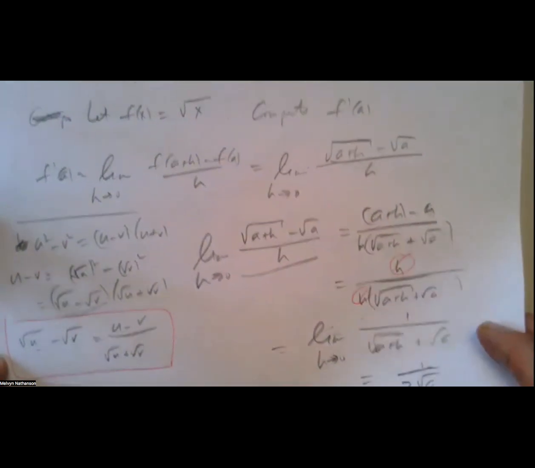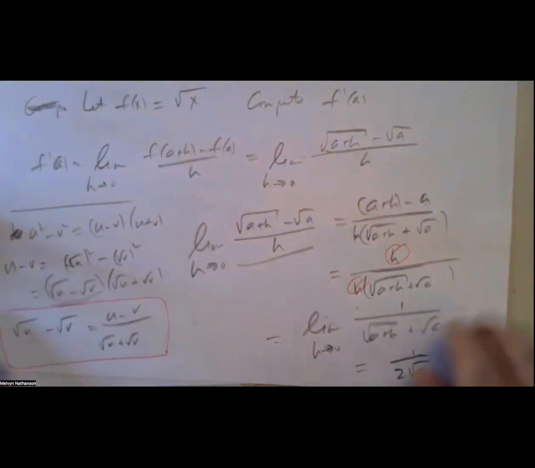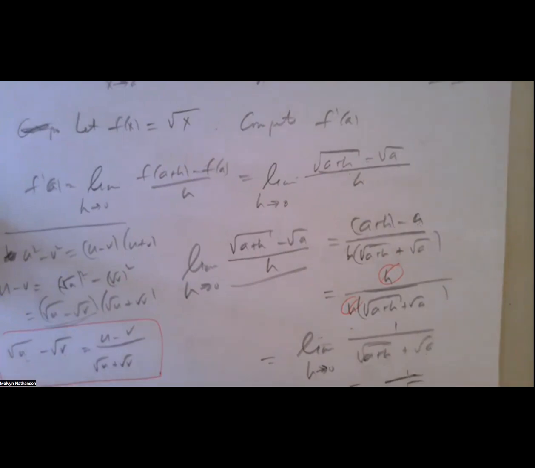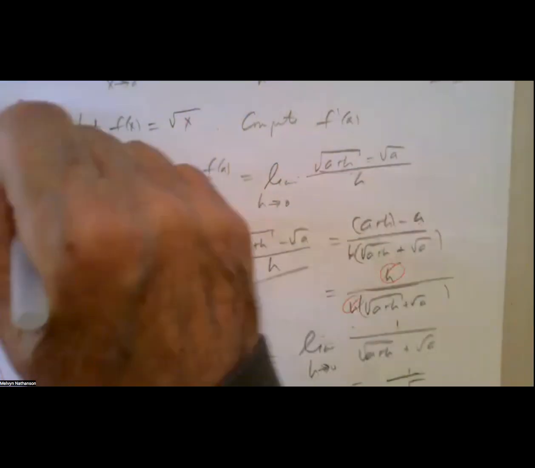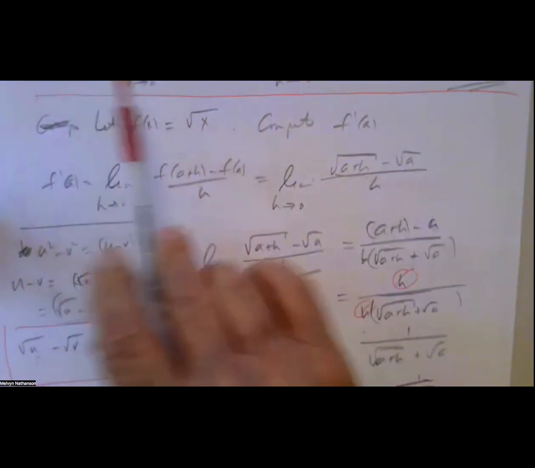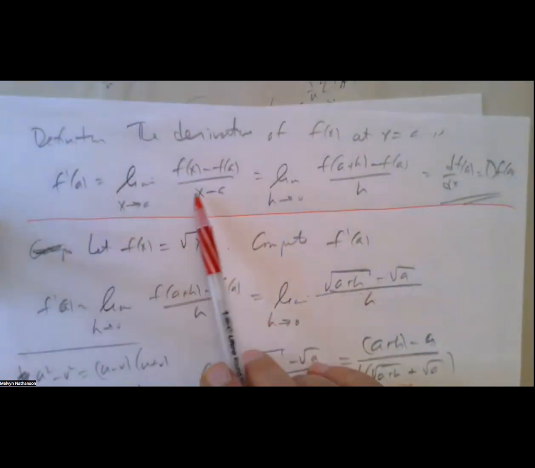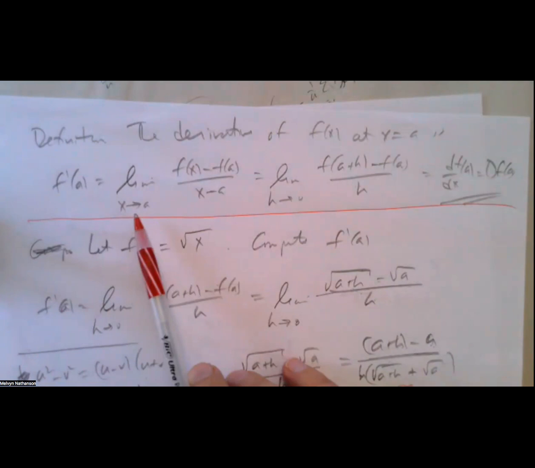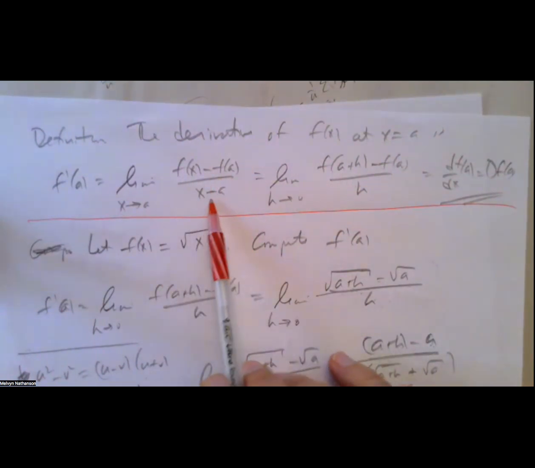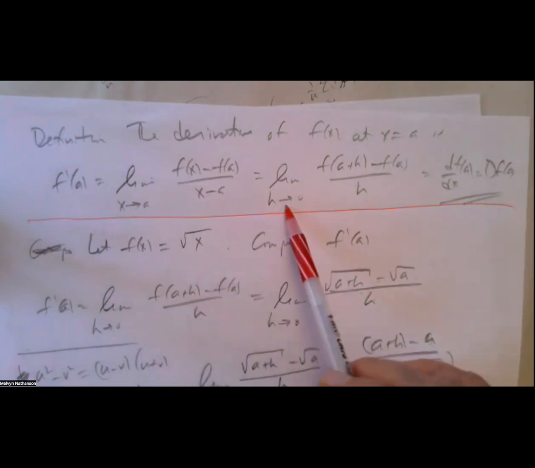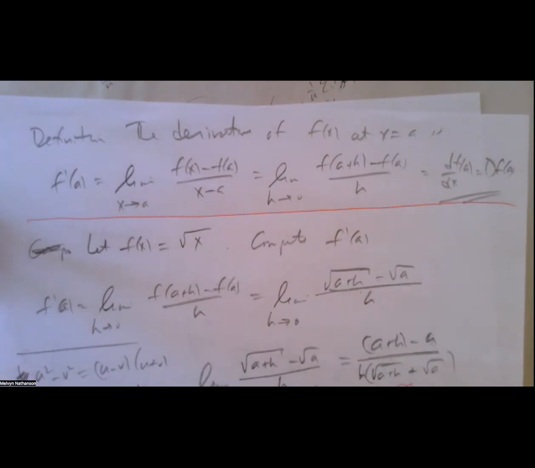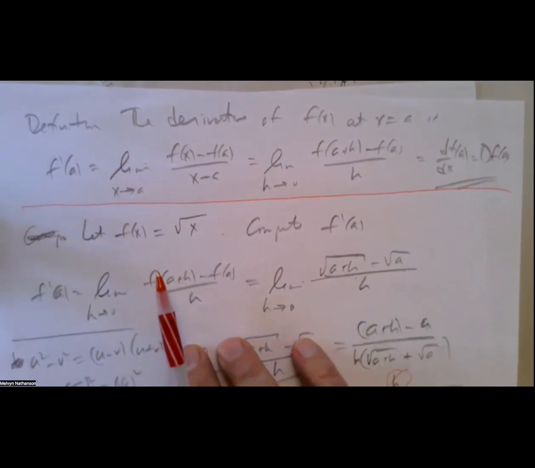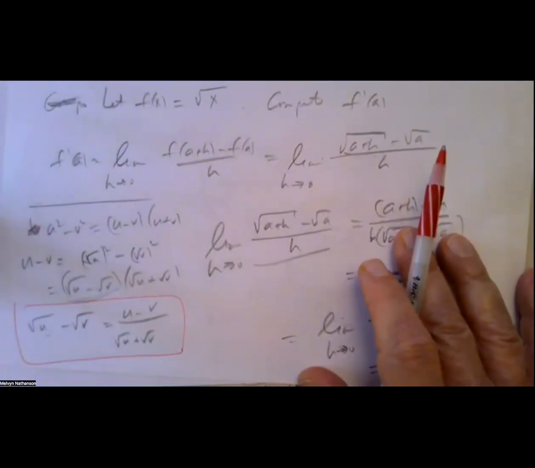So let me go through this again, because this is a very important calculation. So we have a function f of x, and this is the definition of the derivative. F prime at a is the limit, as x goes to a, of f of x minus f of a over x minus a, or equivalently, the limit as h goes to 0 of f of a plus h minus f of a over h. So that is the definition, and the hard thing, of course, is to turn this into a computation that you can do.